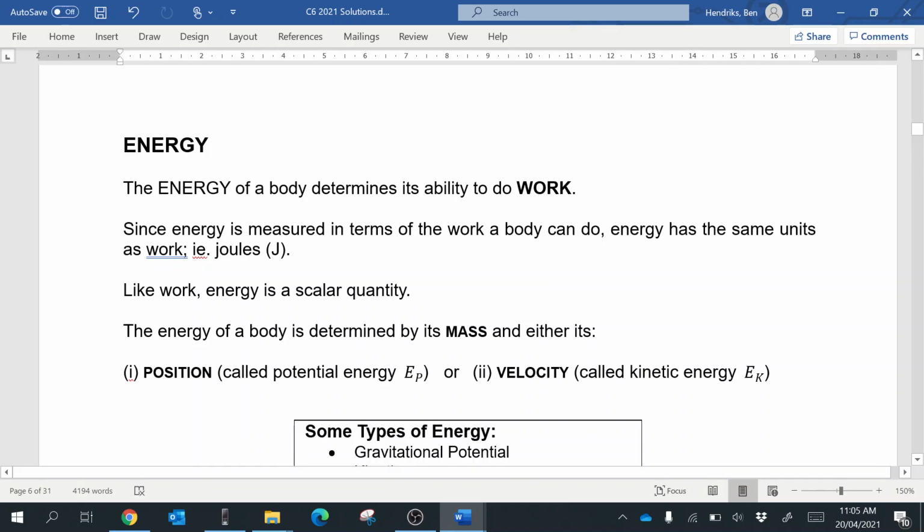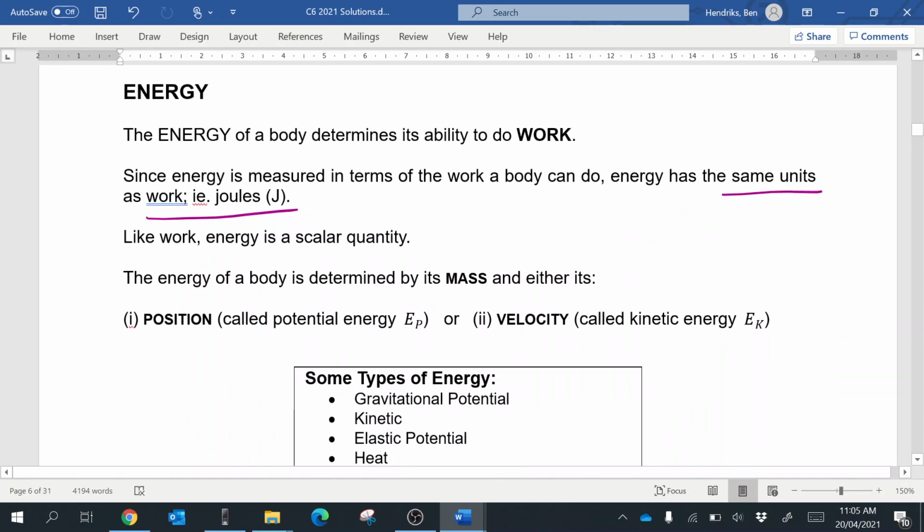So we looked at work last time, and we can define energy as follows: the energy of a body determines its ability to do work. Since energy is measured in terms of the work a body can do, energy has the same units as work. We saw last time that work and energy are both measured in joules. Like work, energy is a scalar quantity, meaning we don't have to worry about what direction energy is going in.